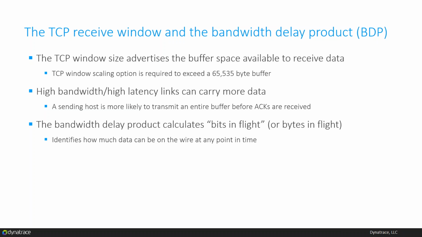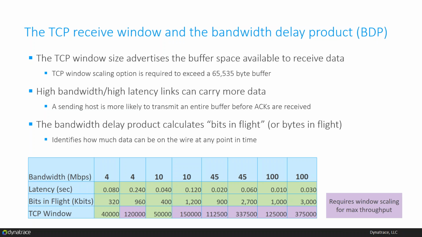There's a bandwidth delay product formula. It's quite a simple formula, but it identifies how much data in bits or bytes can be traversing the network, actually on the network wire, crossing from the sender to the receiver.